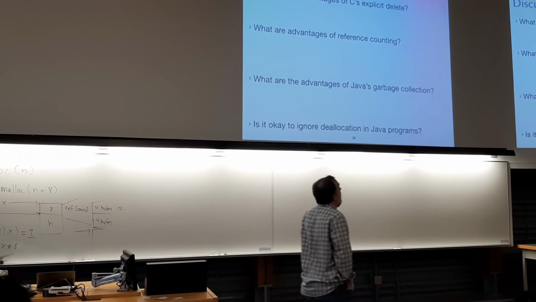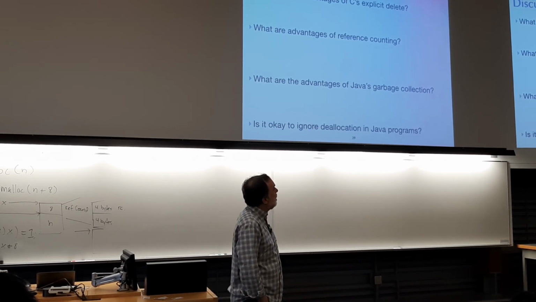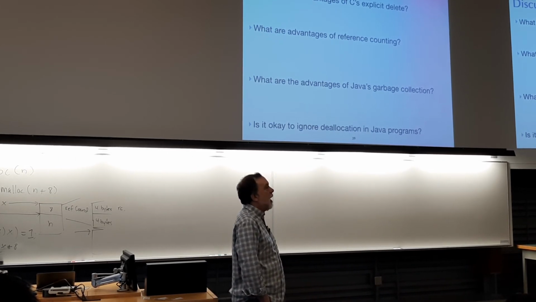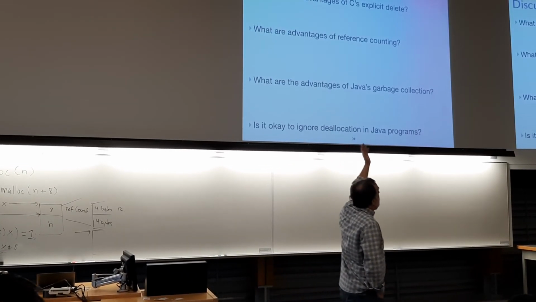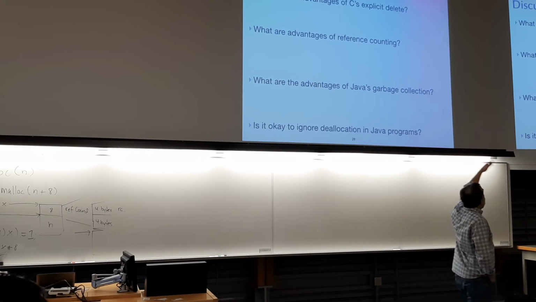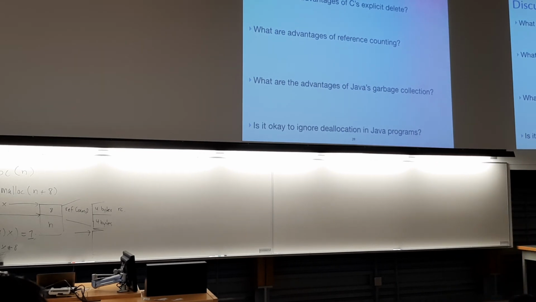So let's recap here by comparing explicit delete and garbage collection. So here are 4 questions. What are the advantages of explicit delete? What are the advantages of reference counting? What are the advantages of garbage collection? And then this final one, which I kind of just answered, is it okay to ignore allocation in Java programs? So discuss those with each other.